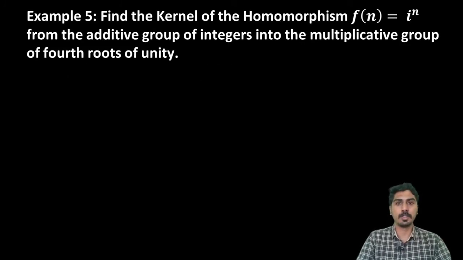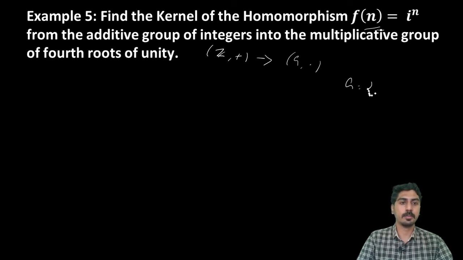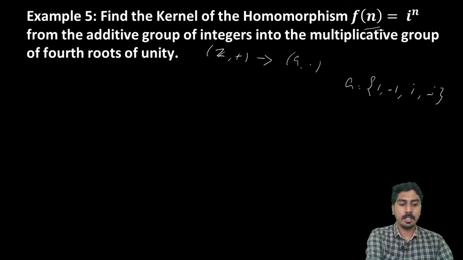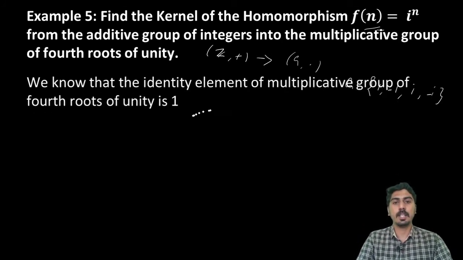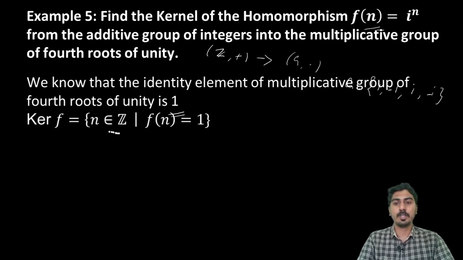Now I consider one more example. Find the kernel of the homomorphism f of n equal to i power n from additive group of integers, that is Z plus, to multiplicative group of fourth roots of unity, that is G dot, where G is 1, minus 1, i and minus i. First, we know that the identity element of multiplicative group of fourth roots of unity is 1. So the kernel is the set of all integers for which f of n is equal to 1.